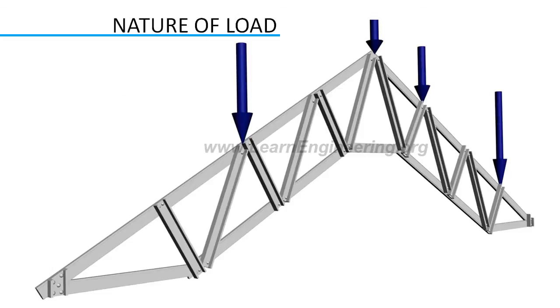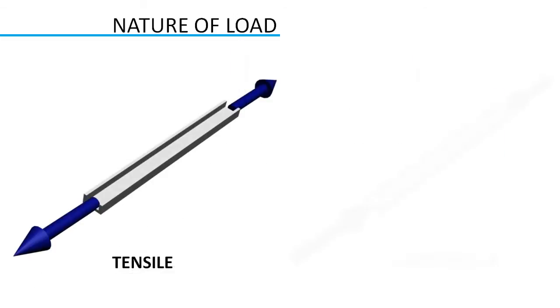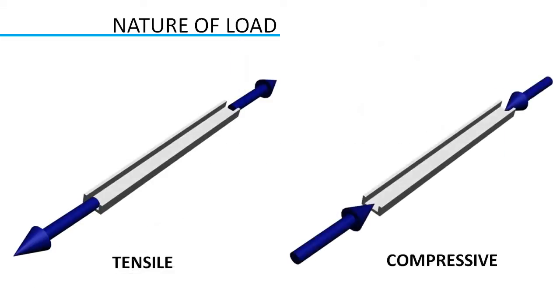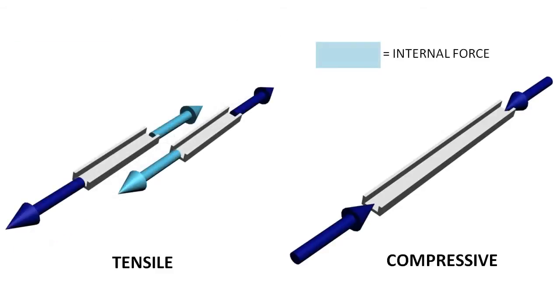Force developed in a truss member is always axial. It can be either tensile or compressive. If a member is under tensile load, this will be the direction of internal force developed. So you can notice that, under tensile load, the internal force developed in the member is directed away from the joint. Similarly, in case of compressive force, the internal force developed in the member is directed towards the joint.